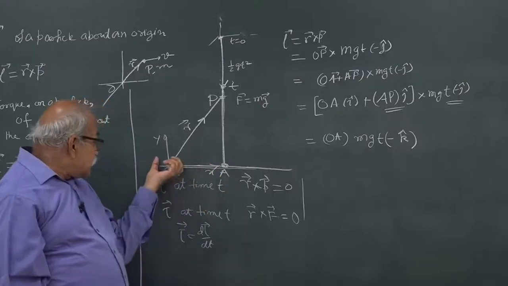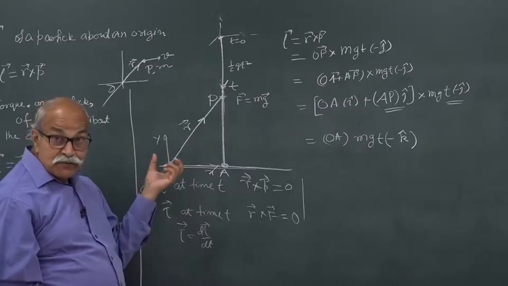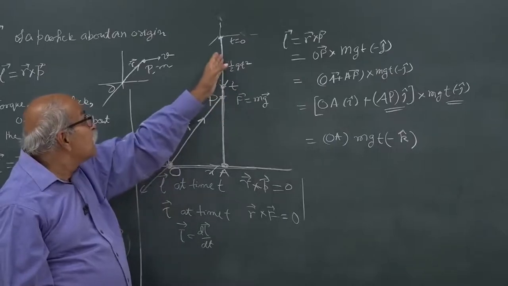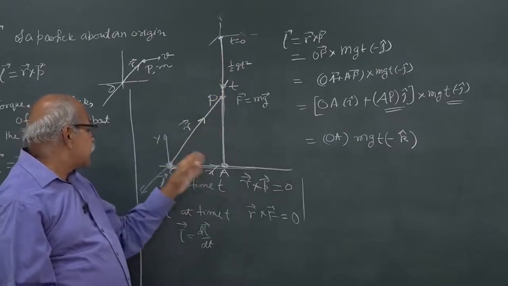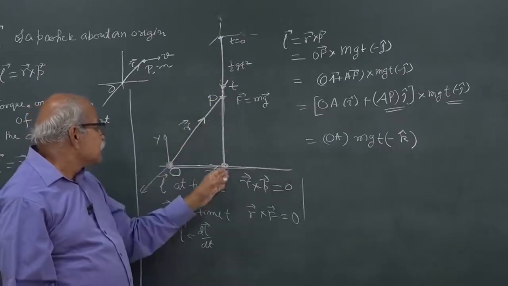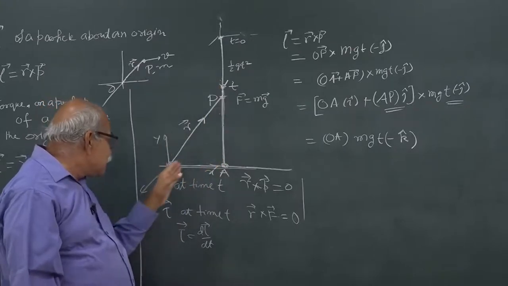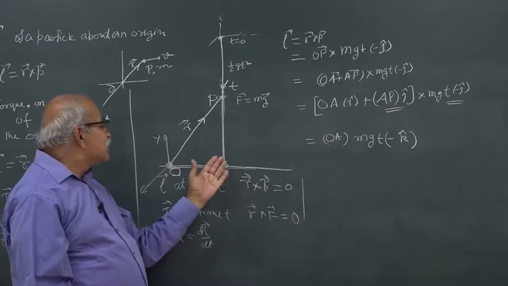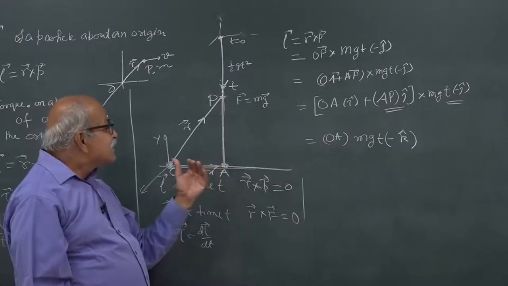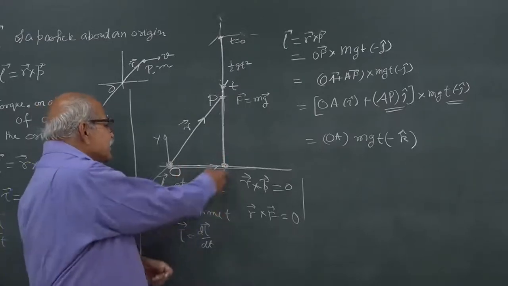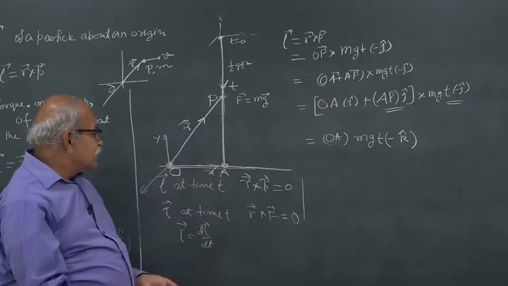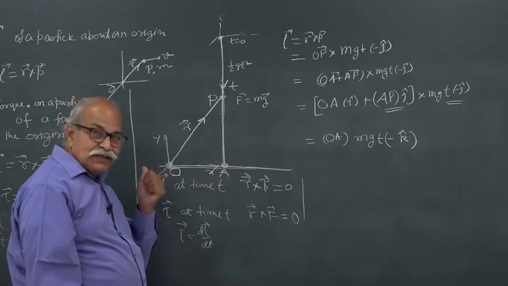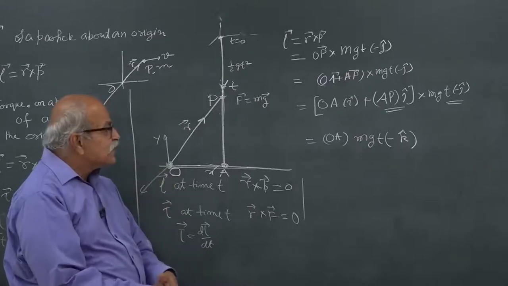And k cap, remember, is now perpendicular to the blackboard. So, the particle is falling parallel to the y axis, but its angular momentum is in the negative z direction. If this is x, this is y, z is coming towards us, and minus k cap means it is going into the board. So, that is L.